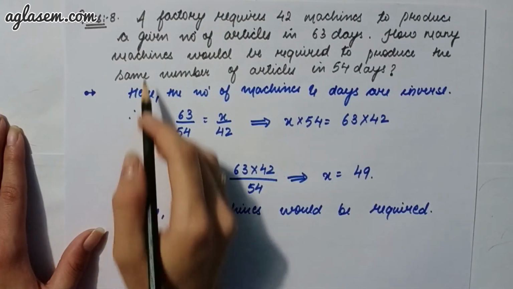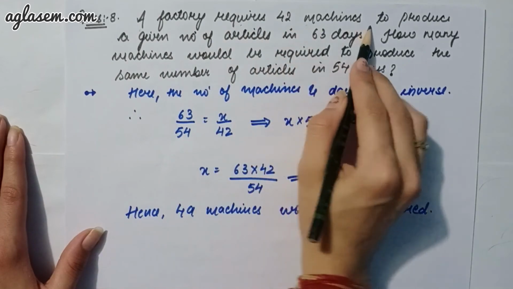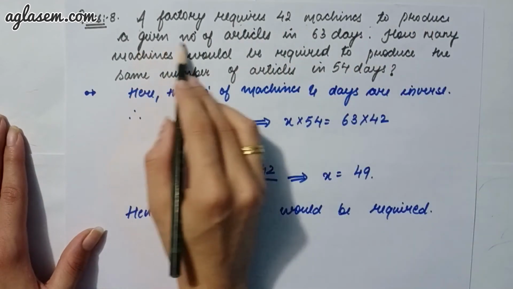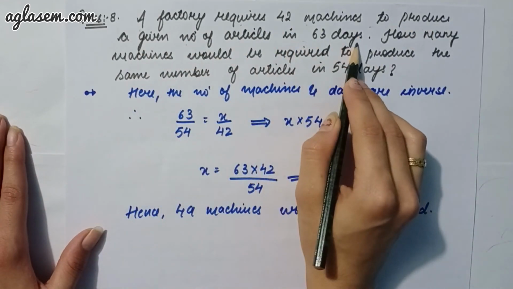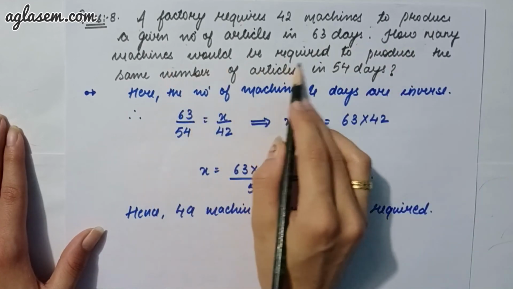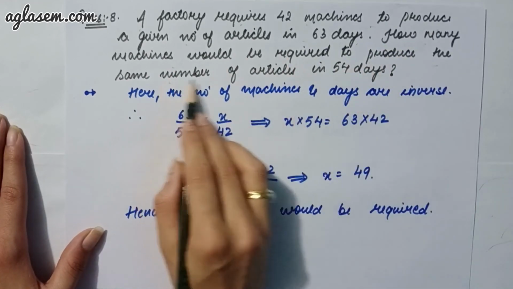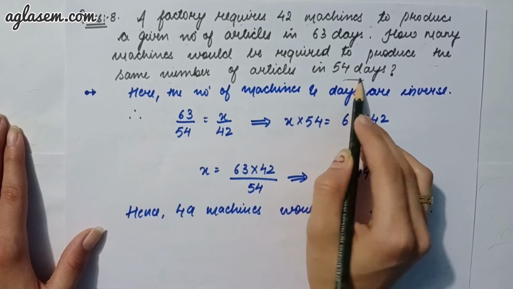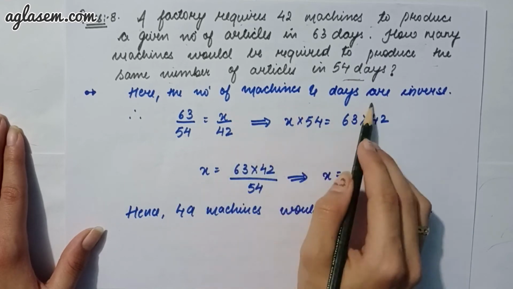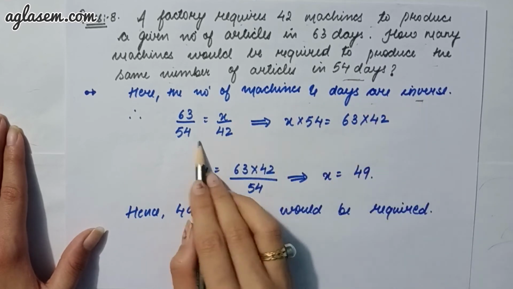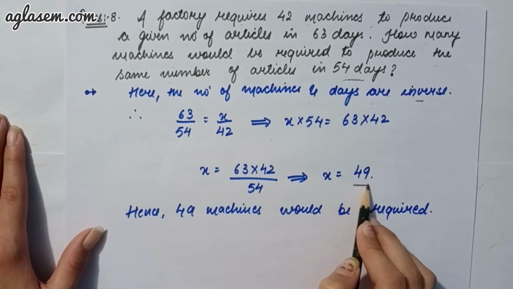Moving to our 8th question, which says a factory requires 42 machines to produce a given number of articles in 63 days. How many machines would be required to produce the same number of articles in 54 days? Again, machines and days are inversely proportionate. Therefore, by making an equation, you will get 49 machines would be required.